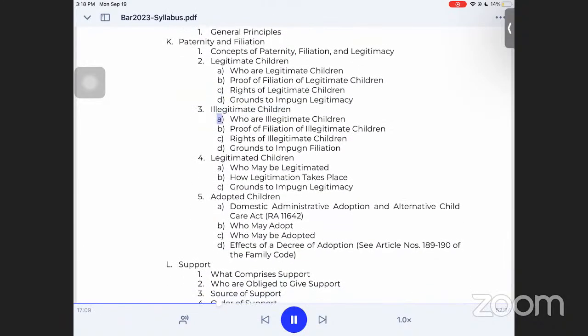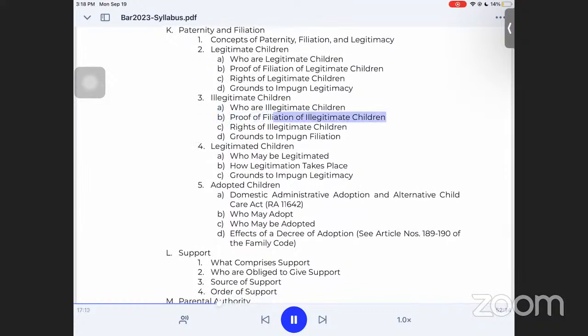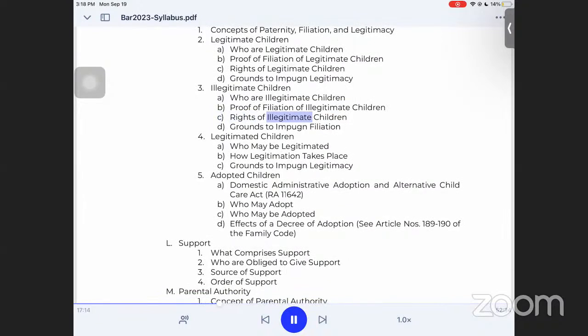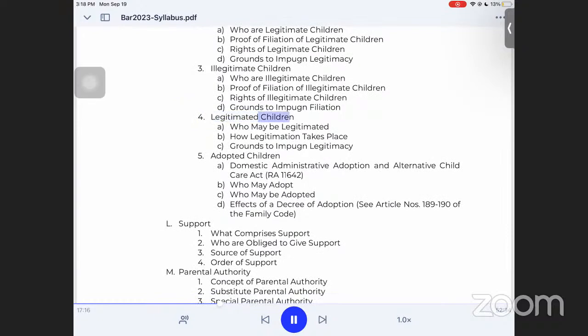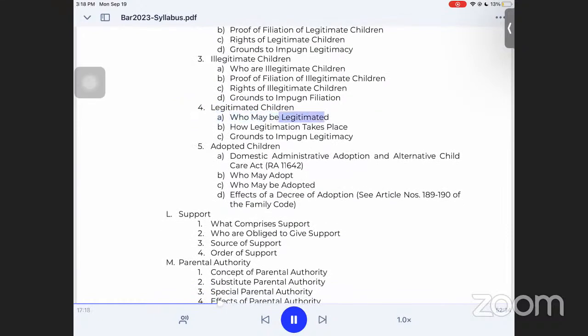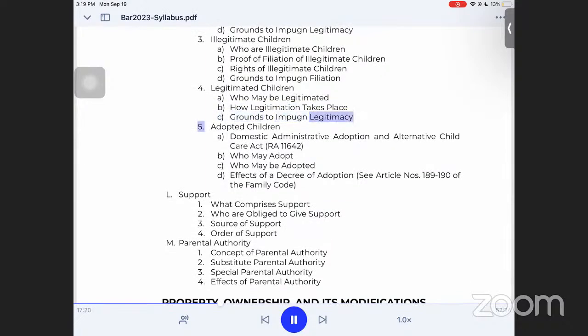3. Illegitimate children. A. Who are illegitimate children. B. Proof of filiation of illegitimate children. C. Rights of illegitimate children. D. Grounds to impugn filiation. 4. Legitimated children. A. Who may be legitimated. B. How legitimation occurs. C. Grounds to impugn legitimacy.